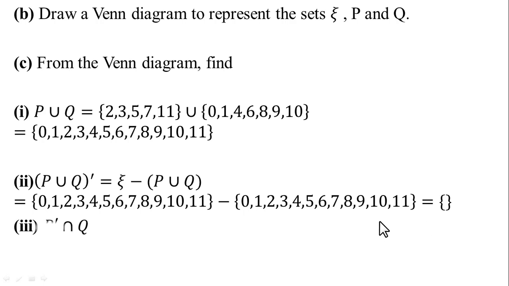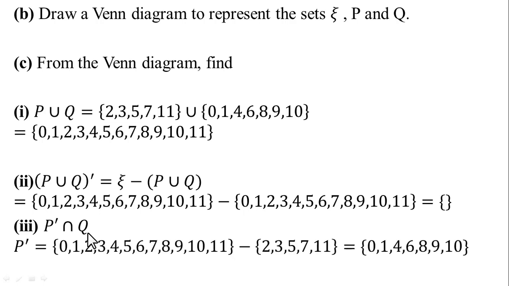Now we have in third part P prime intersection Q. First of all, find the P prime. What is meant by P prime? P complement. Now taking the P complement, write the elements of universal set minus P set. So we take the elements of the first set that do not belong to the second set. So the answer is 0, 1, 4, 6, 8, 9 and 10.